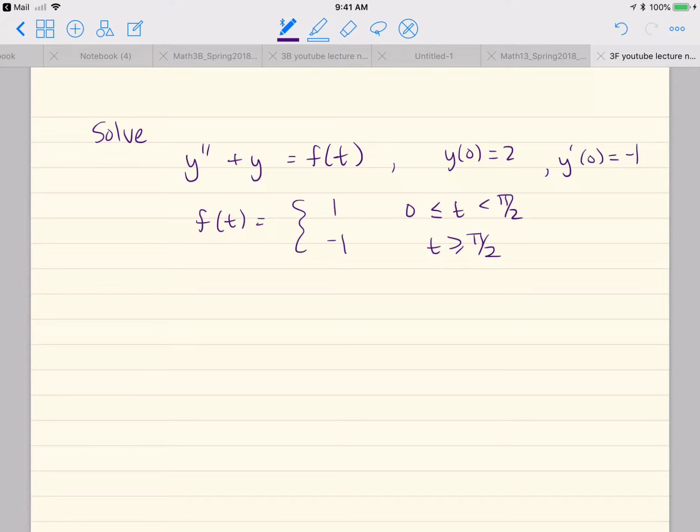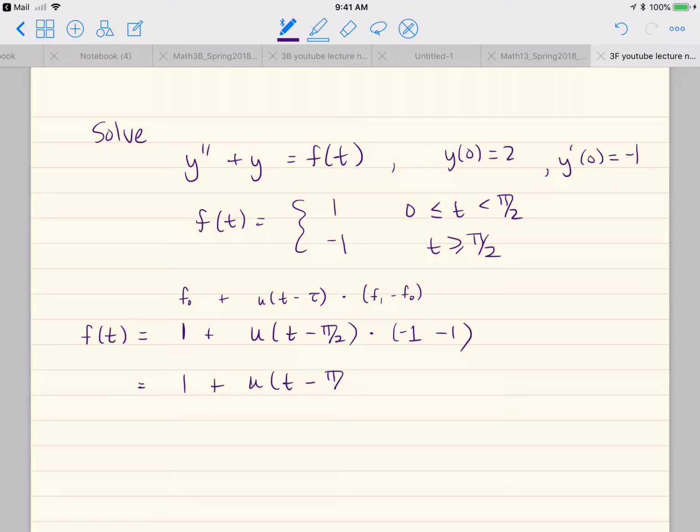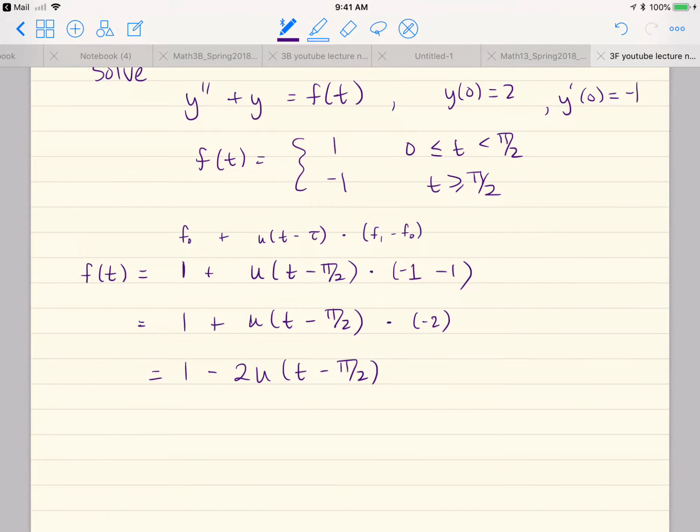What we're going to do is, step one, rewrite our f in terms of the unit step function. So we could rewrite f of t as 1 plus u of t minus pi over 2 times negative 1 minus 1, because remember, it is f0 plus u of t minus tau times f1 minus f0. Now what is this? This is 1 plus u of t minus pi over 2 times negative 2. So we can write this as 1 minus 2 u of t minus pi over 2. Okay, now we can take the Laplace transform.